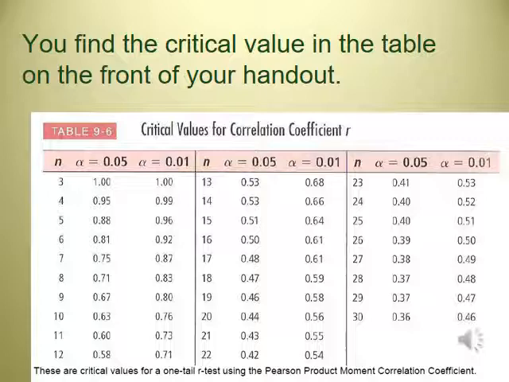The way you do that is you'll find N, which is the number of things that were in your sample. Another way to think about it is the number of pairs of data, the number of points you'd have if you plotted the scatter plot. That's what your N is, and you'll put that together with alpha, and it's going to tell you a critical value. It's like a cutoff line that tells you whether R is big enough or not.